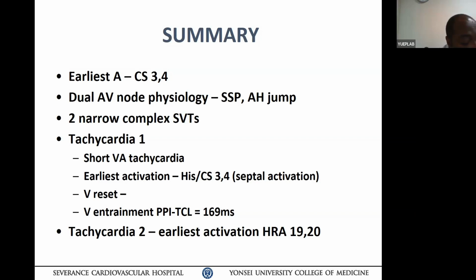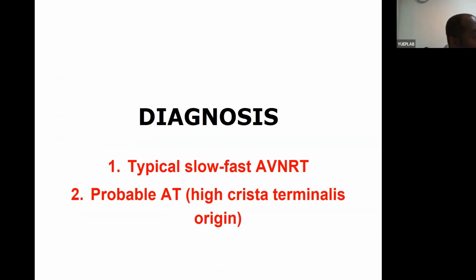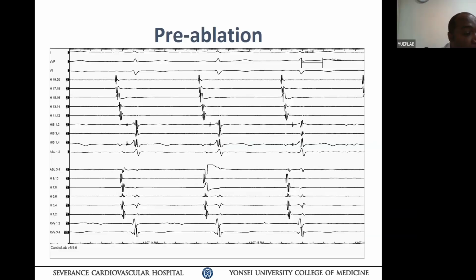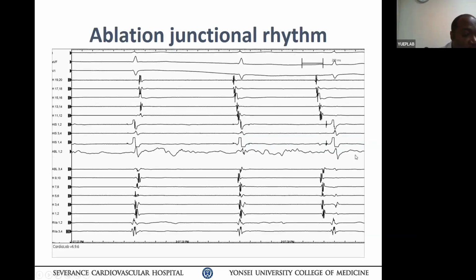Then we had a second tachycardia, which had the earliest activation in HRA 1920 with an atrial activation following the sinus pattern. So at this point, 2 diagnoses were considered, AVNRT and then a probable atrial tachycardia, given the direction of activation probably from the high crista terminalis area. So we set out to ablate the slow pathway. So this is the catheter positioning in LAO and RAO. And so pre-ablation, we have the slow pathway potential noted over here. And during ablation, we observed junctional rhythm.